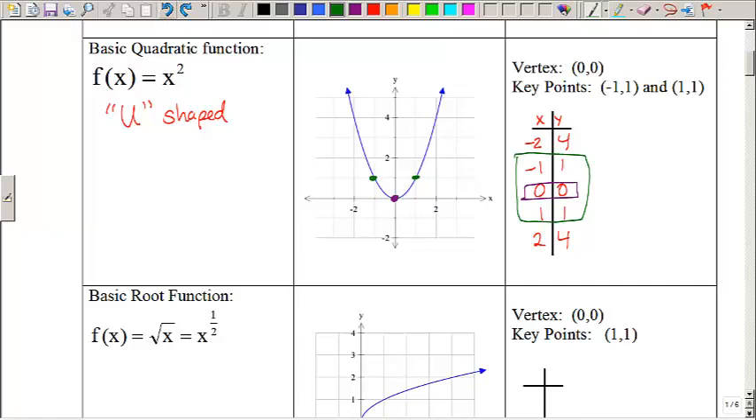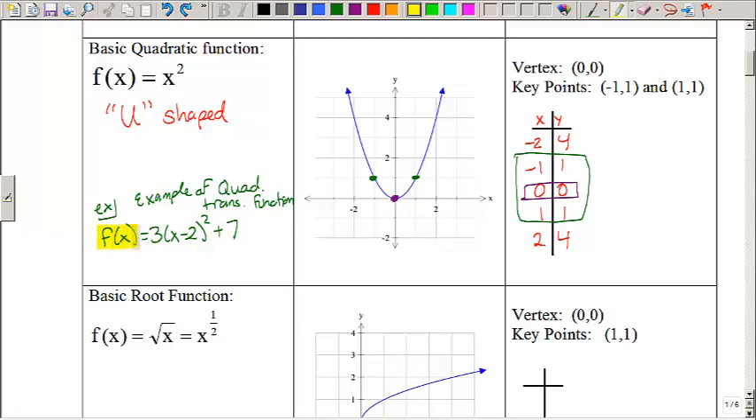Now we're going to be translating these functions. An example of a translated quadratic function would be something like f of x equals 3 times (x minus 2) squared plus 7. This is an example of a quadratic transformed function.